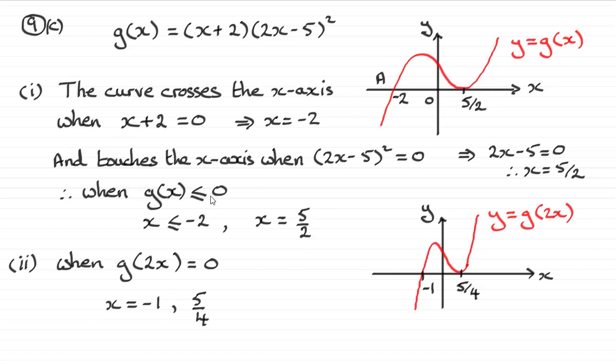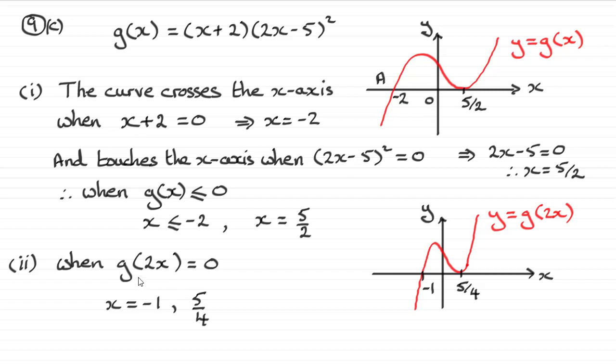But when it's less than or equal to 0, then you're looking at the values of x that you have to put in that give this as a negative value, in other words below the x-axis. So it's going to be values of x that are less than or equal to minus 2.